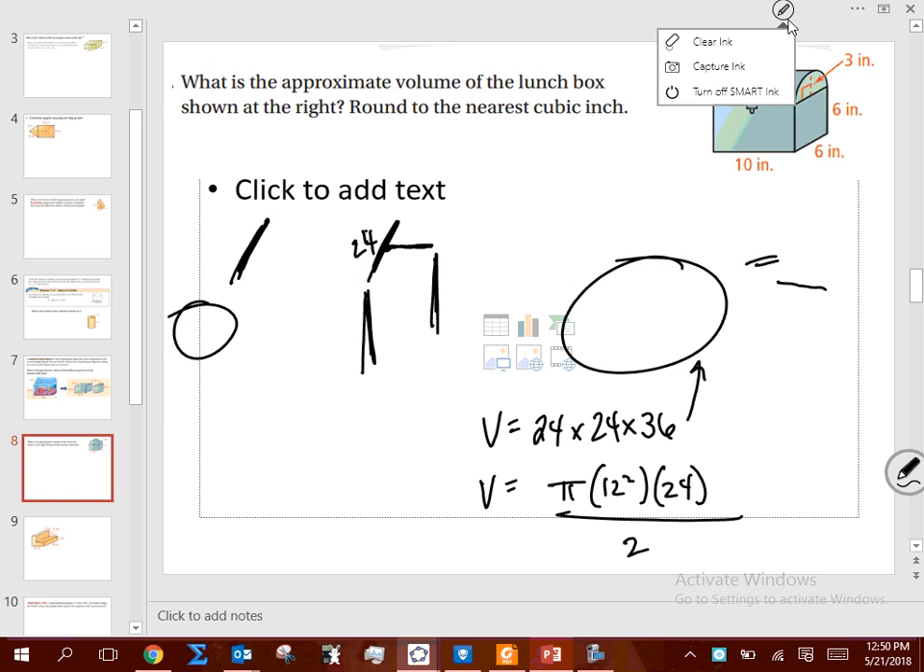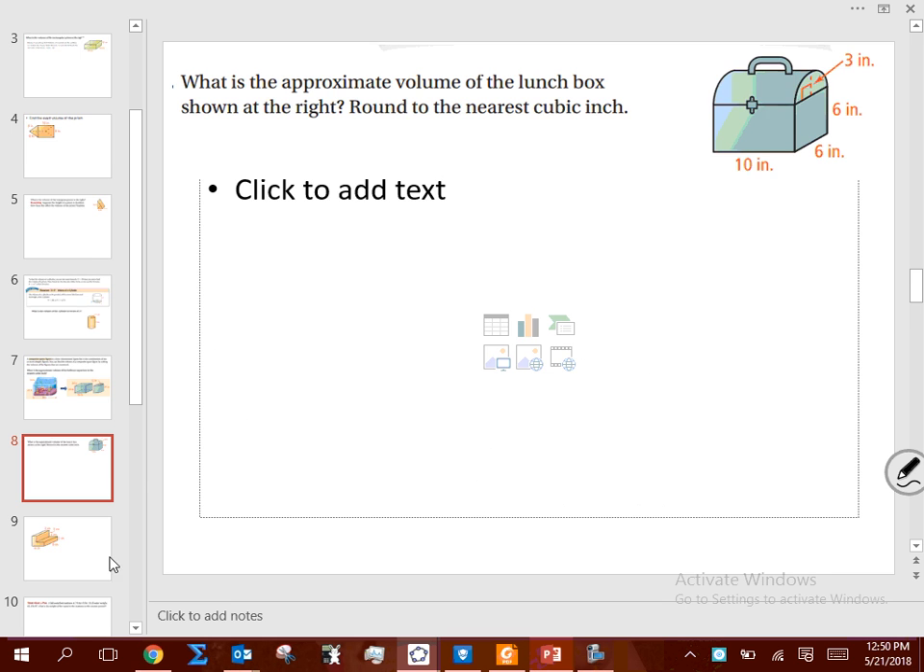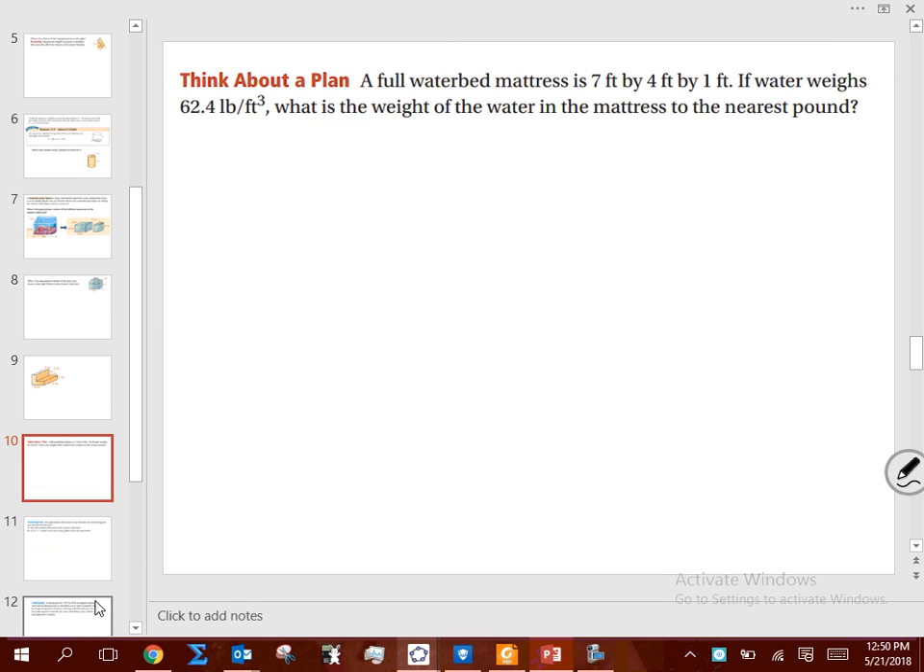All right, so those are the types of problems that Math Excel has, and they're not that great. So I'm going to give you something like this. Okay? And this is where the worksheet kind of comes into play. Just trying to compensate for their lack of good problems. It says a full waterbed mattress is 7 feet by 4 feet by 1 foot. It says if water weighs 62.4 pounds per cubic foot, what is the weight of the water in the mattress to the nearest pound?